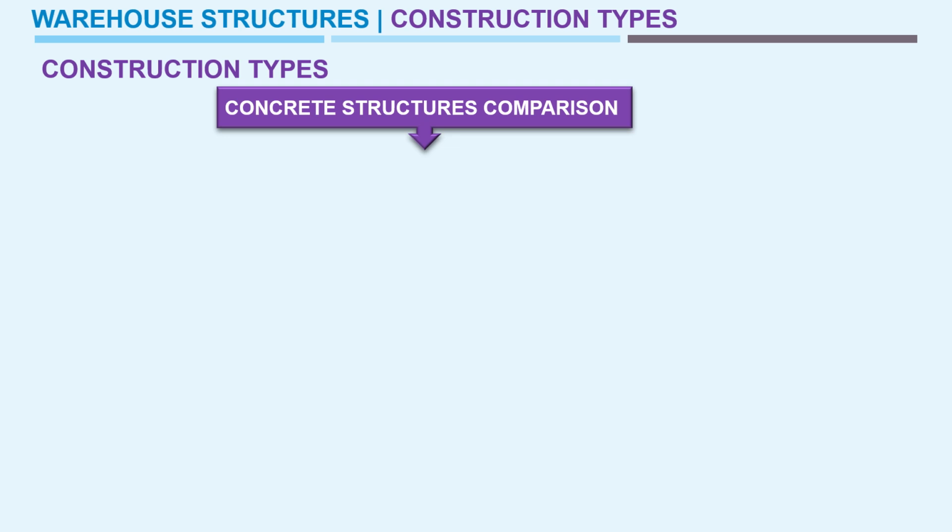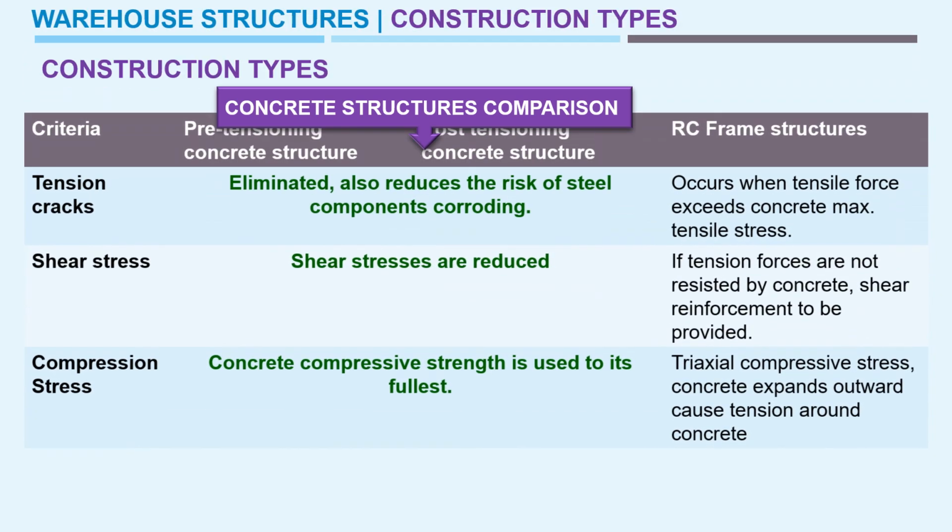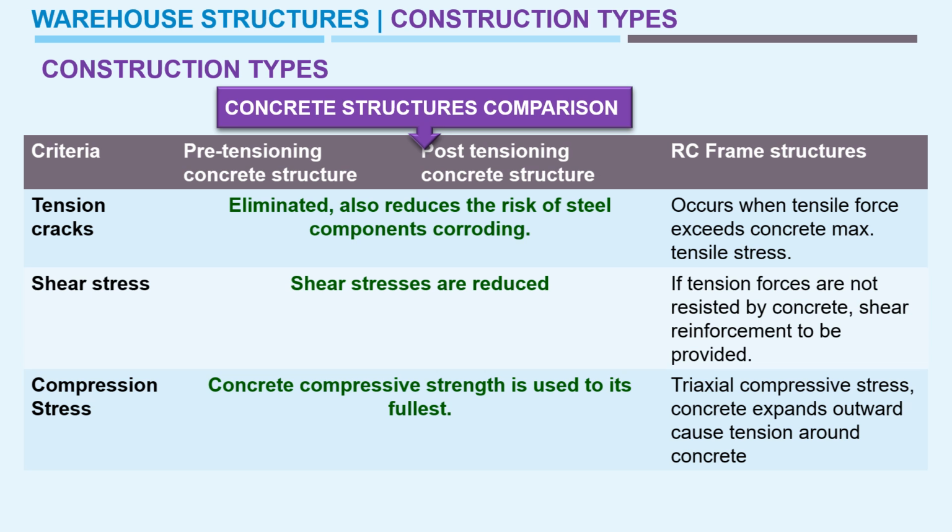And next is a comparison of concrete structures. For pre-tensioning and post-tensioning, the tension cracks can be eliminated, also reducing the risk of steel components corroding. But in RC frame structures, cracking occurs when tensile force exceeds the concrete's maximum tensile stress, because here the concrete is weak in tension and the steel is weak in compression. But in pre-stressed concrete, that is pre-tensioning and post-tensioning, the concrete will regain its strength, which gives more tension carrying capacity compared to the conventional RC frame structures.